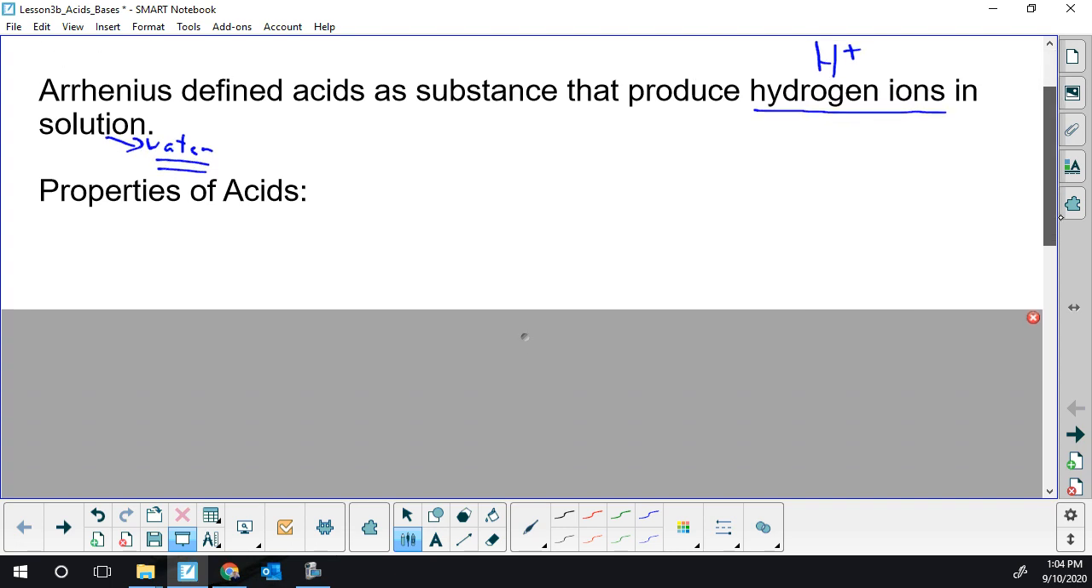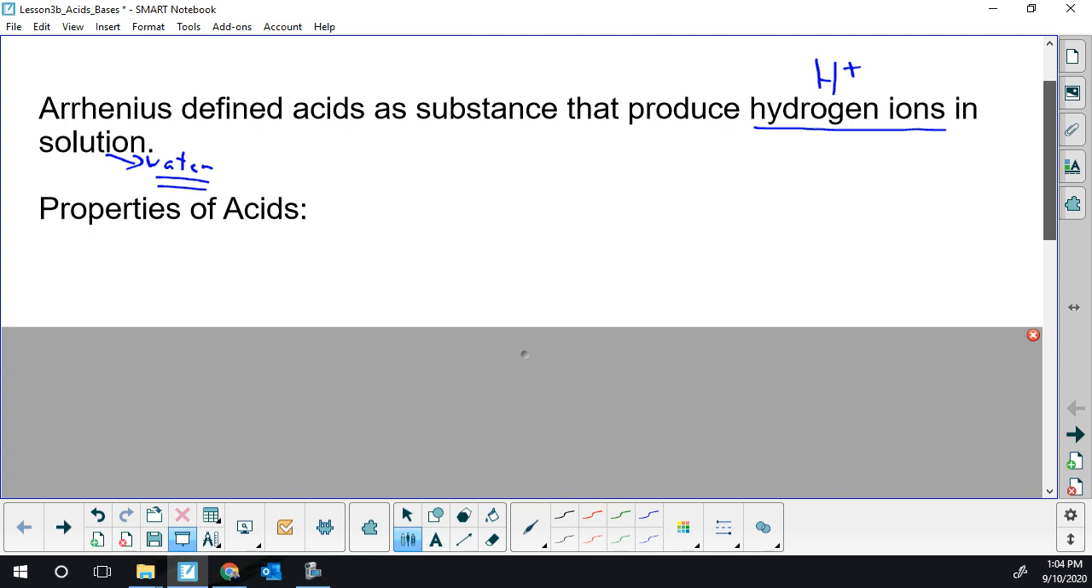That H+ in solution tends to give certain taste properties, and for cooking and food that might be beneficial. Acids tend to have a tangy flavor, and it tends to tweak those sour taste buds.